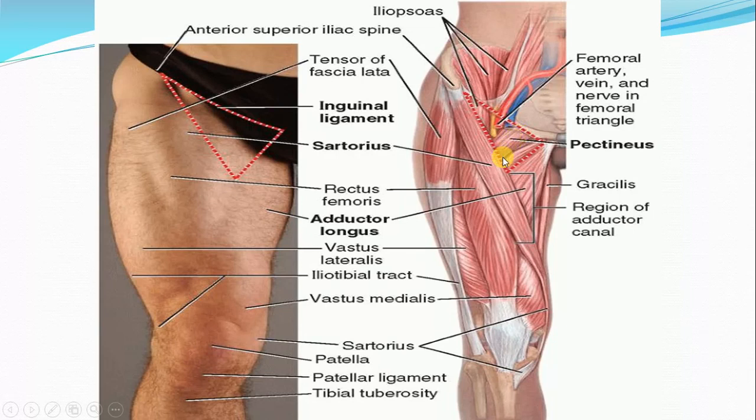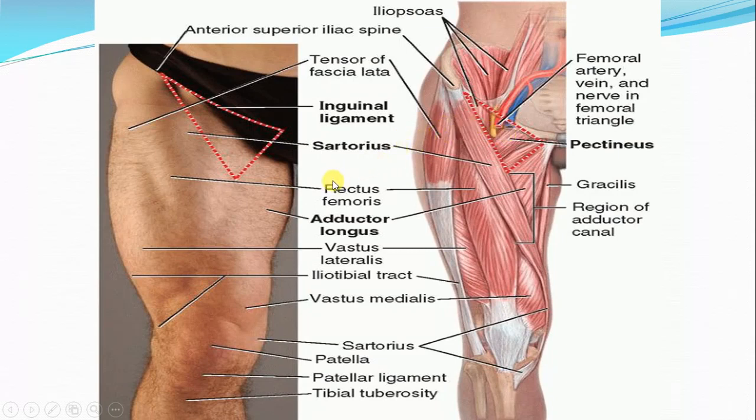Say here is the femoral artery, and if there is an aneurysm of this, again, where will you try to feel the femoral artery? In the femoral triangle area.